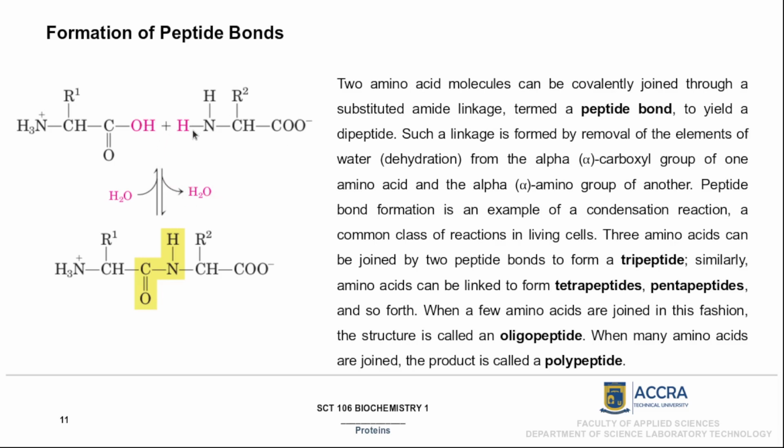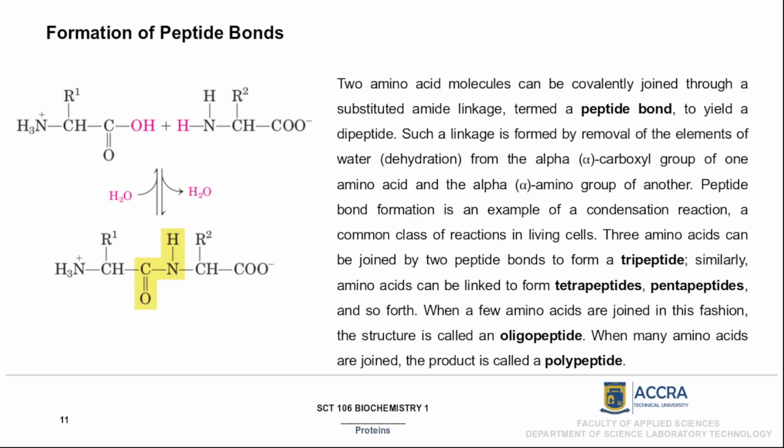And as this happens, you have a peptide bond forming between the carbon of the carboxyl group and the nitrogen of the amine group of the second amino acid. Now, peptide bond formation is an example of a condensation reaction, and this is a common class of reactions in living cells. 3 amino acids can be joined by 2 peptide bonds to form a tripeptide.